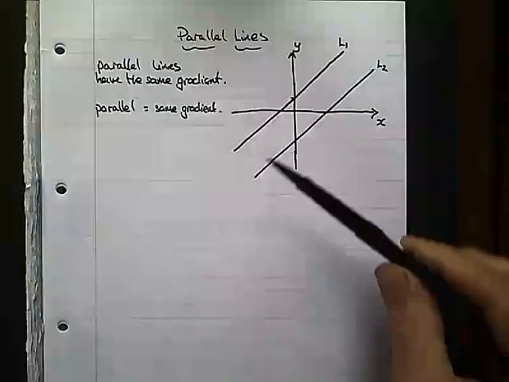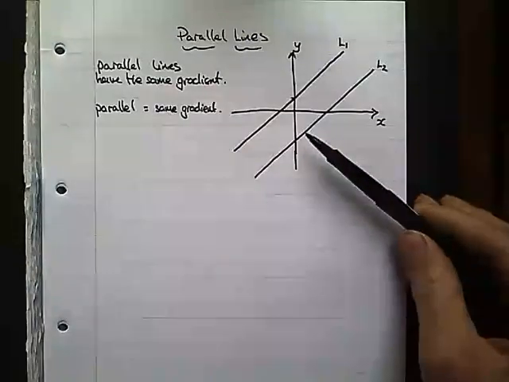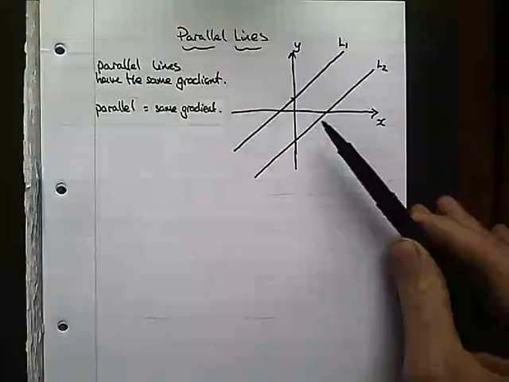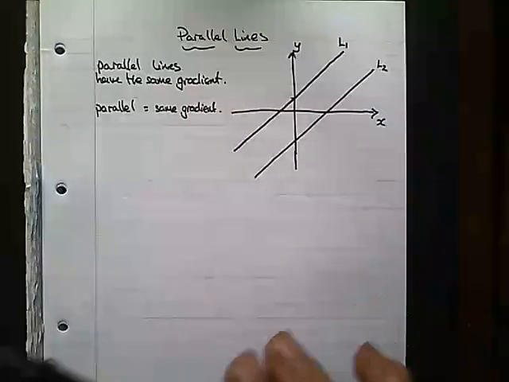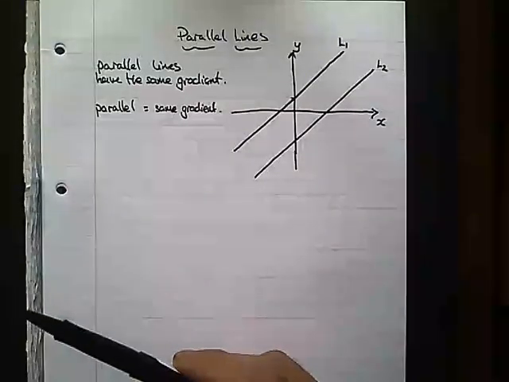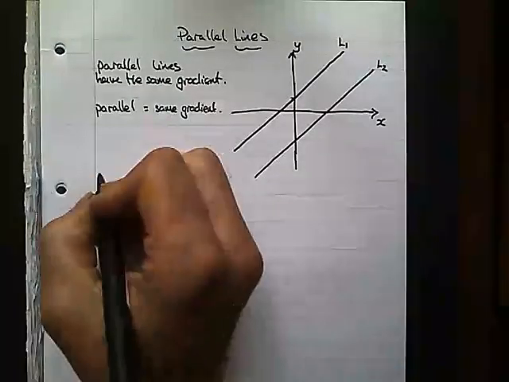Now, parallel lines will never cross. So if you figured out that 2 lines intersect at a certain point, then they are definitely not parallel, and you could prove that they're not parallel. Okay, so let's do a couple of examples. Example 1.